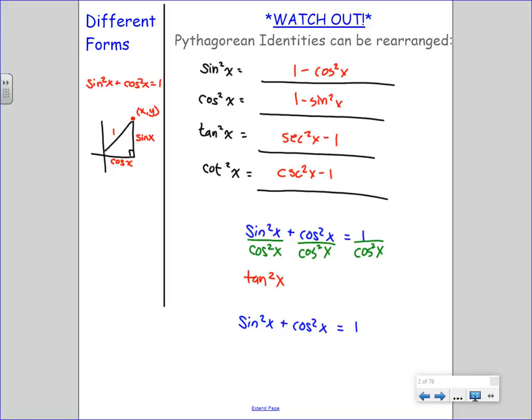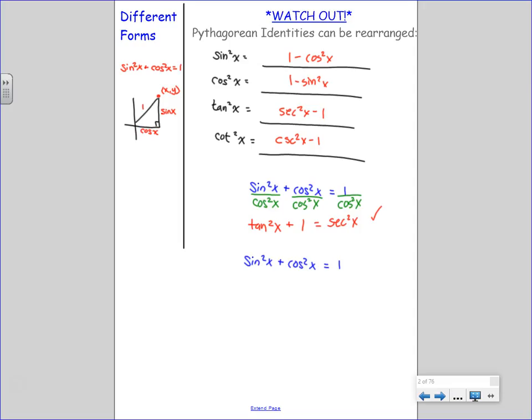Plus, what's cosine squared over cosine squared? What's anything over itself? 1 equals, what's 1 over cosine squared? Secant squared. Hey, is that the other formula? Maybe it's a way of remembering if you forget. Divide everything by cosine squared to get one of them. What do you think we're going to do in the next one to get the other one? Because there's a second formula, right? Or a third, I should say.